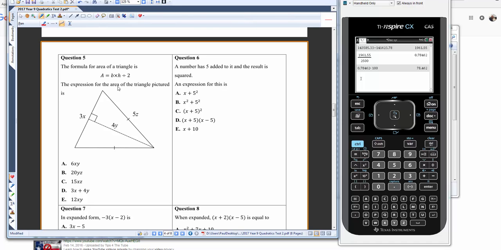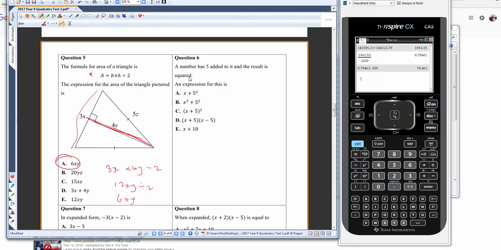Alright, if the formula for area of a triangle is this, what's the expression? So what we've got here is the base, so the base is 3, the height is this one here, the perpendicular height, so that's multiplied by 4y, and we're dividing the result by 2. So that's 12xy divided by 2, which is 6xy.